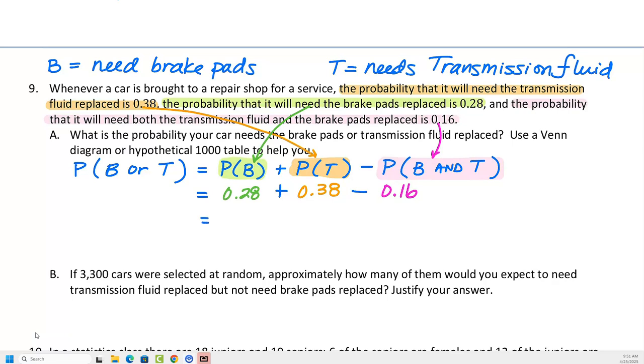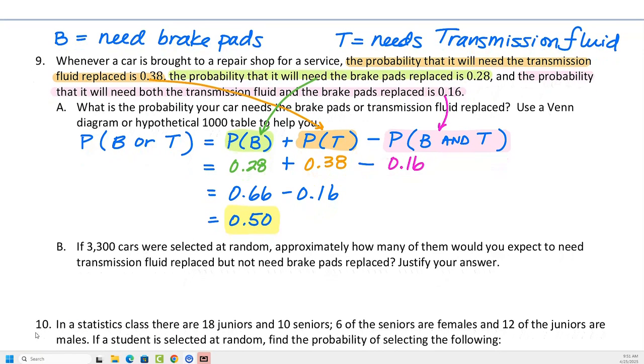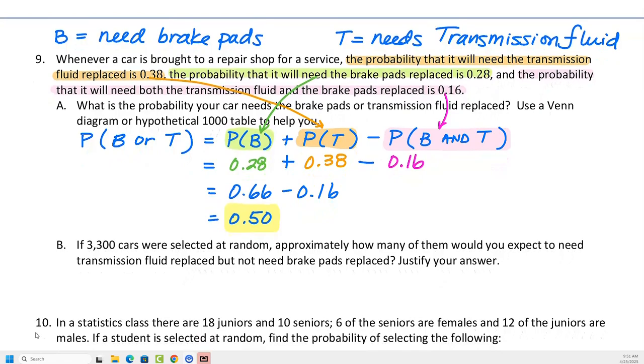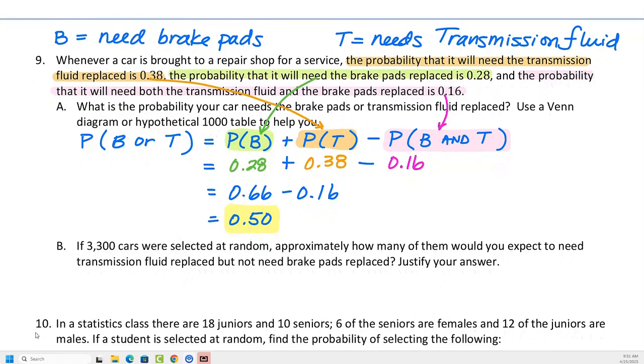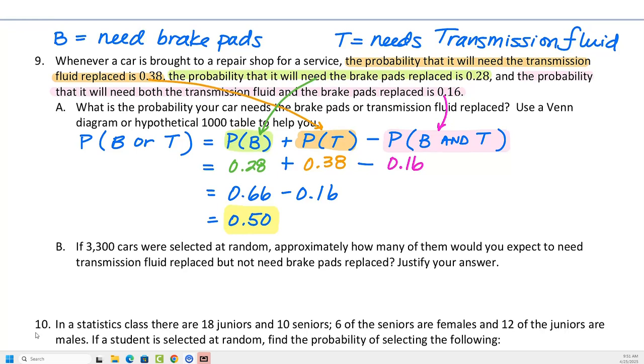When we add those together, if I add the first two, 0.28 and 0.38, that's 0.66 minus the 0.16 gives me 0.5, and I'll say 0 just so you can see it. And that's the answer. Does anyone need me to create the Venn diagram, or can you actually do it from the problem? Are we okay with that?